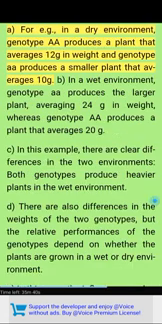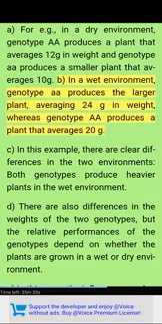A. For example, in a dry environment, genotype A1 produces a plant that averages 12 grams in weight and genotype A2 produces a smaller plant that averages 10 grams. B. In a wet environment, genotype A1 produces a larger plant, averaging 24 grams in weight, whereas genotype A2 produces a plant that averages 20 grams.